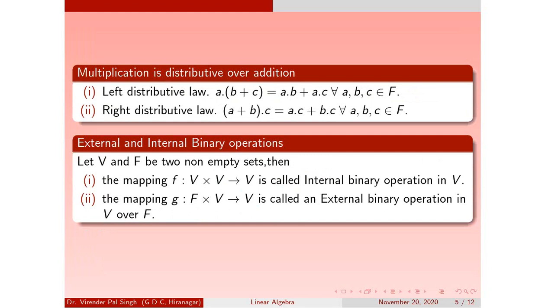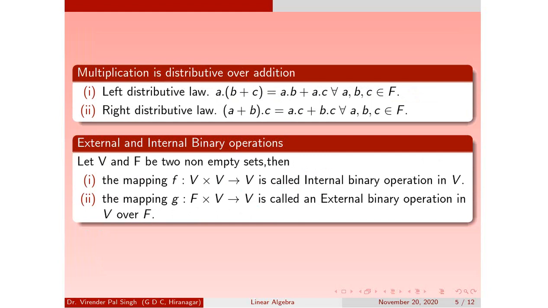Now we define, for defining vector spaces, one external and one internal binary operation. Internal means we are dealing with the elements of that set only, and external means we are defining one element from the other set. Let's take two sets V and F. Why we have taken V and F is V will be standing for vector spaces in the coming lectures and F stands for the field.